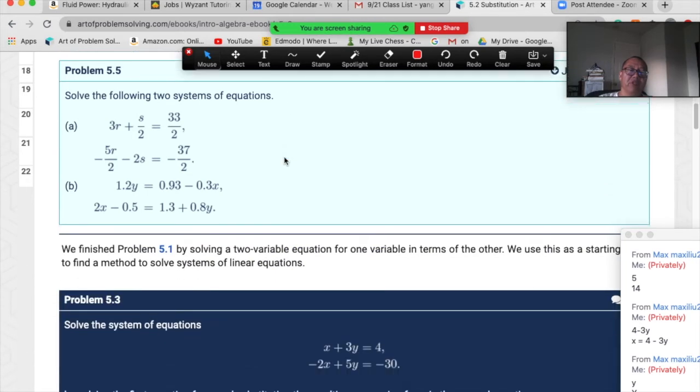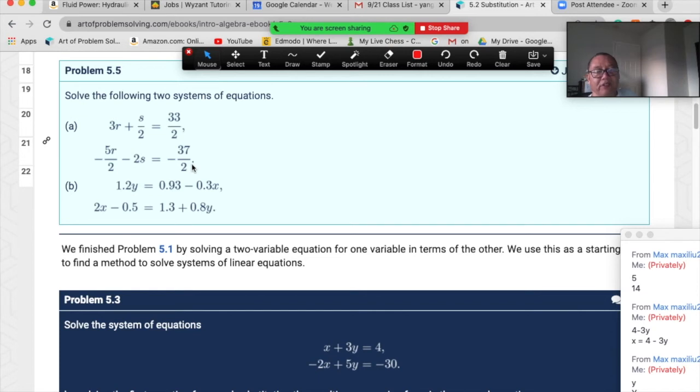5.5. They ask you to solve the following system of equations. A, 3r plus s over 2 equals 33 over 2. Then negative 5r over 2 minus 2r equals negative 37 over 2. You know, this equation looks very ugly. Why? Because they have a lot of fractions there.